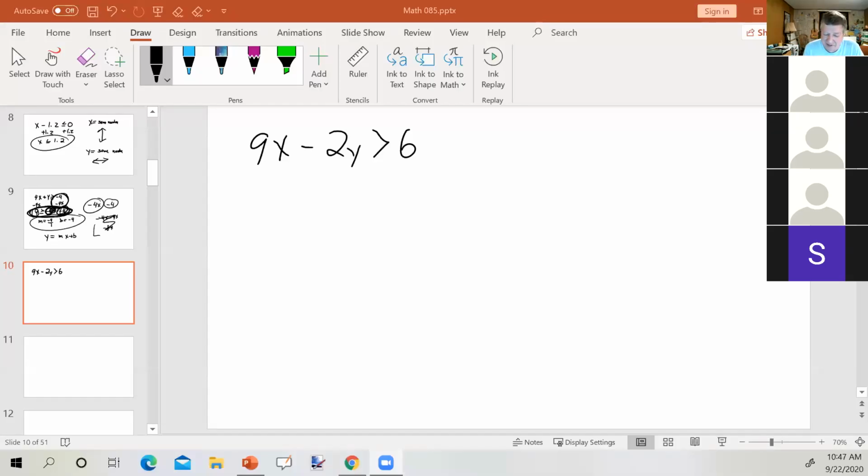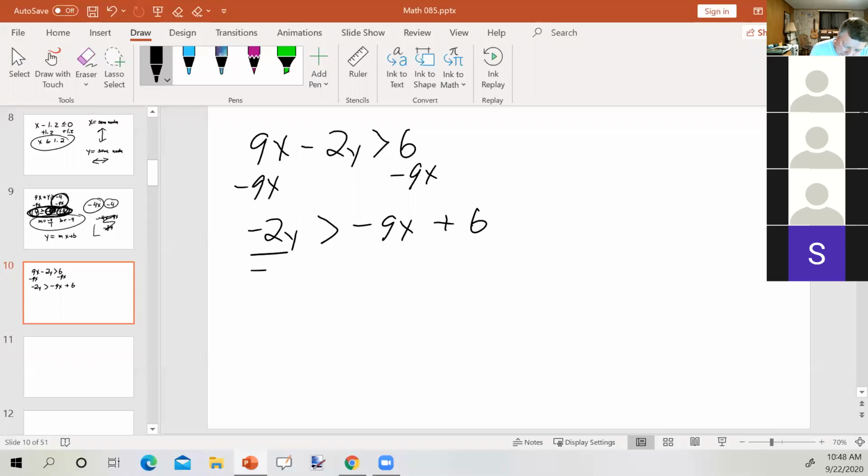All right, so 9x minus 2y greater than 6. Do you want me to use slope-intercept form or the other form? Hold on. It doesn't matter. Doesn't matter. Okay, all right. So I'm going to subtract 9x from both sides, giving me -2y greater than -9x plus 6.